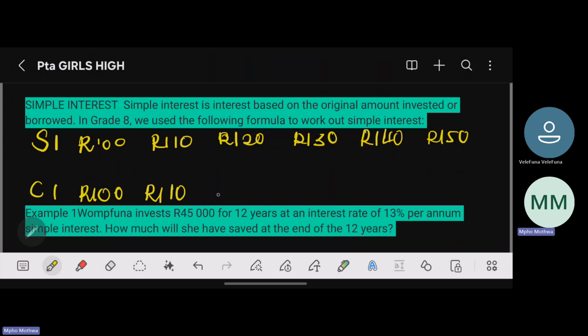When it grows again, it will no longer grow with 10% of 100 rand, but it will grow with 10% of 110 rand. Then it becomes 110 plus the 10% of 110, which is 10 rand plus 1 rand, it is 11 rand. So meaning that here on the second month, you will have 121. Can you see that?